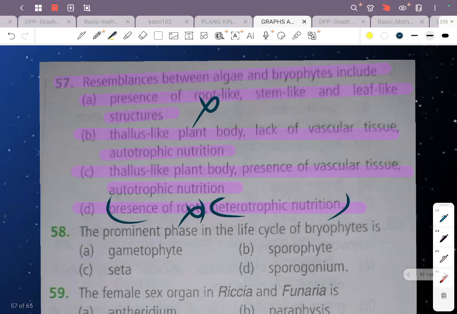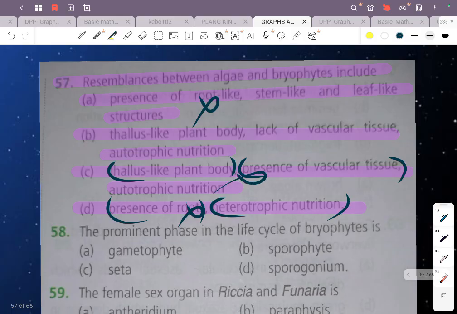Talking about option number C, thallus like plant body, presence of both of them, they definitely do have thallus like plant body. Presence of vascular tissue, do they have vascular tissue? No, both of them are actually atracheophytes. Vascular tissue for the very first time was seen in pteridophytes, right? So pteridophytes are actually referred to as the first tracheophytes. So presence of vascular tissue is what makes this statement incorrect, right?